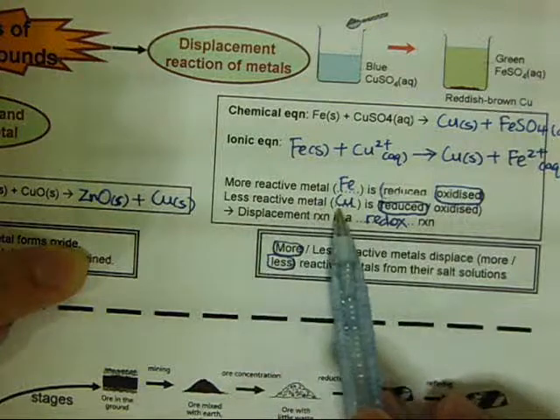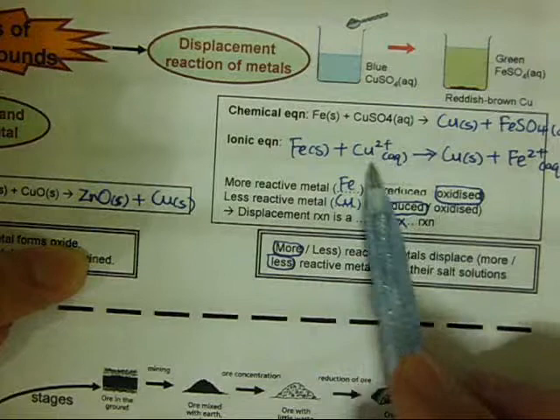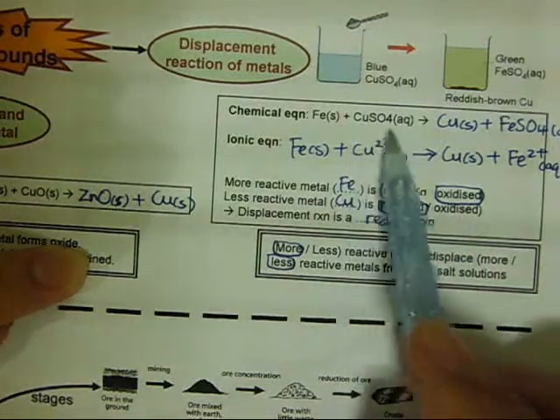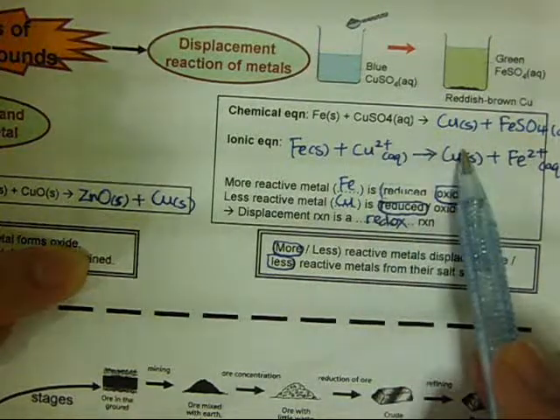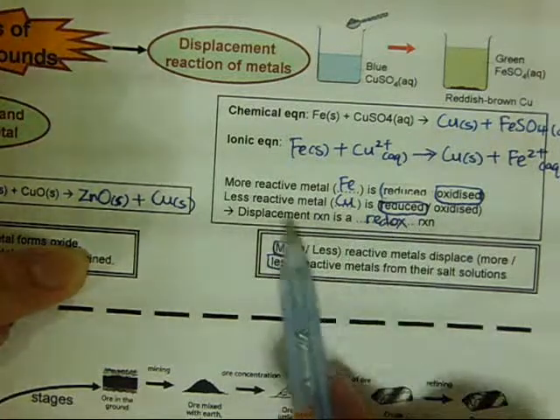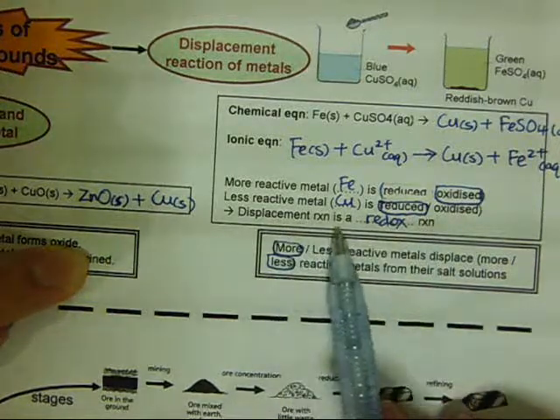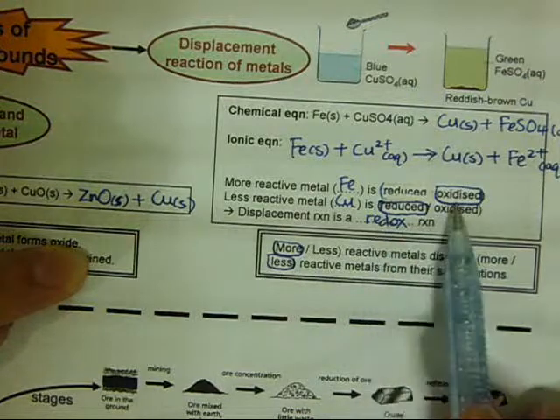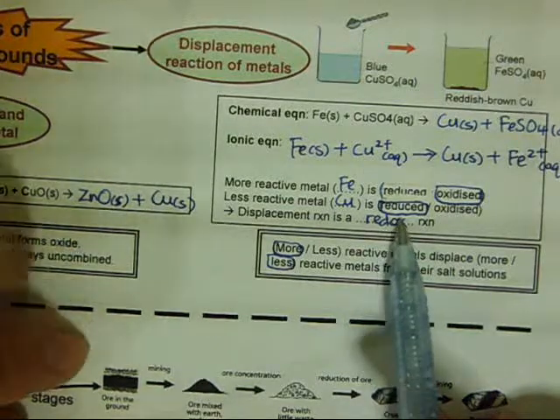Now the less reactive metal, which is copper, is reduced because for copper 2 plus, the oxidation state is +2. This one, the oxidation state is 0. So +2 to 0, there is a decrease in oxidation state, therefore it is reduced. Since both oxidation and reduction happen together in the same chemical equation, we say that this displacement reaction is a redox reaction. Both oxidation and reduction take place at the same time. So it is a redox reaction.